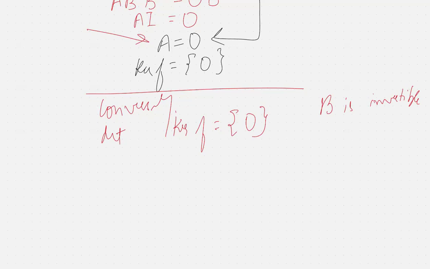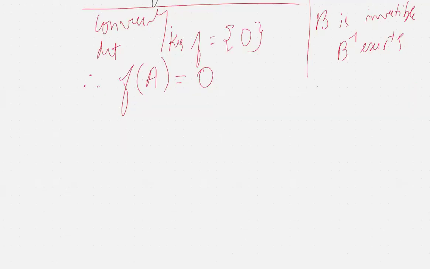So if kernel F is equal to 0, then that means F of some element of the domain, say A, will be equal to 0. Now what do we know? When F is a linear transformation, the image of an element being equal to 0 is possible when that element is equal to 0. We have done that. F of 0 is equal to 0. F of A is equal to 0 when A is equal to 0, because F of 0 is equal to 0.